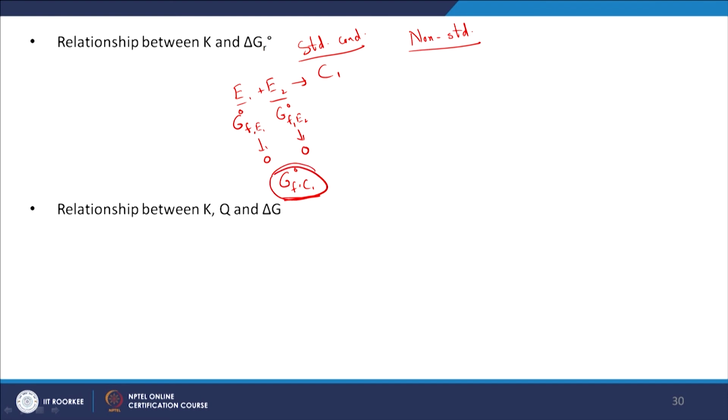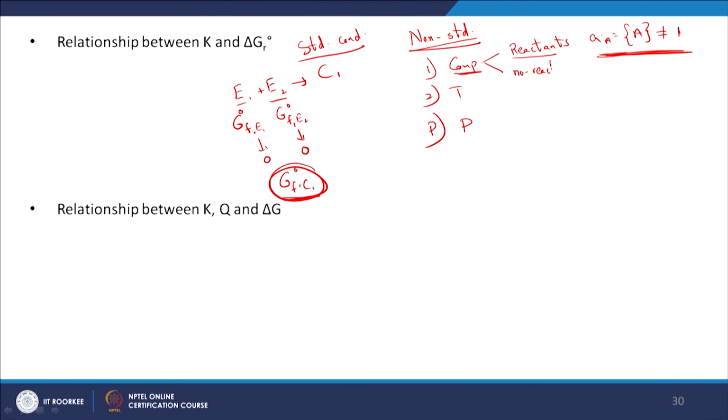Obviously most of these will be in your standard tables now. If it is at non-standard conditions, obviously you will need to calculate that. Non-standard conditions, 3 cases, what are they? We look at composition, we look at temperature, we look at pressure. Today we have discussed the issues with respect to composition, especially with respect to reactants, the activity of A not being 1. So we discussed how the scenario would change if the activity of the relevant reactants is not 1. In the next class we are going to talk about composition of non-reactants and so on.